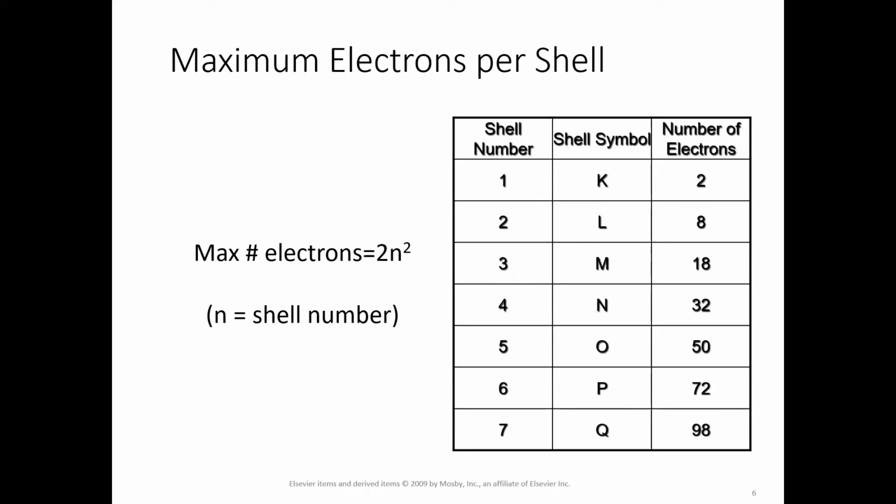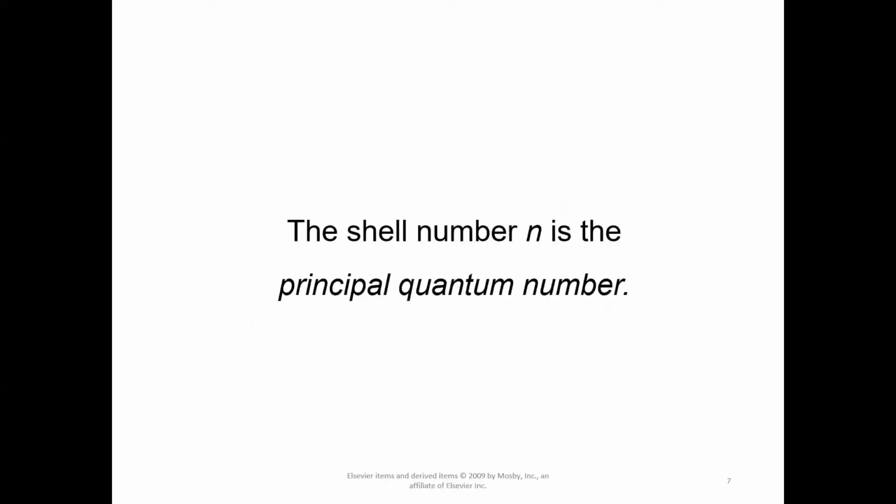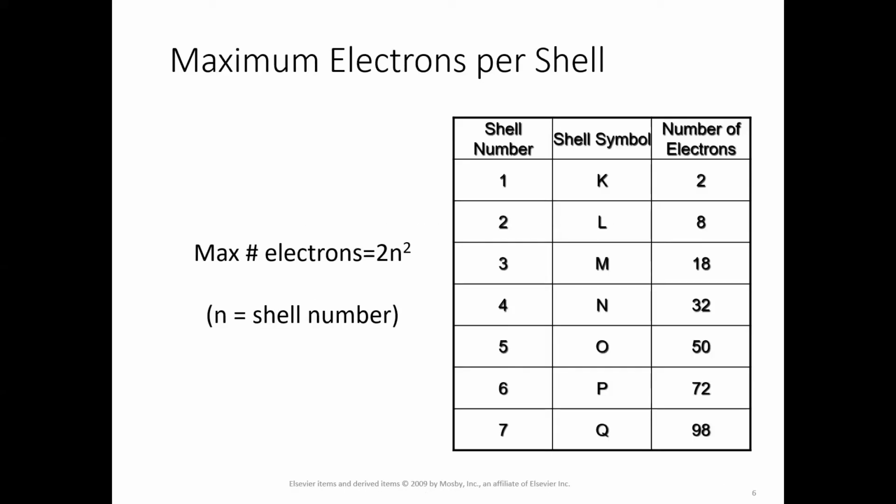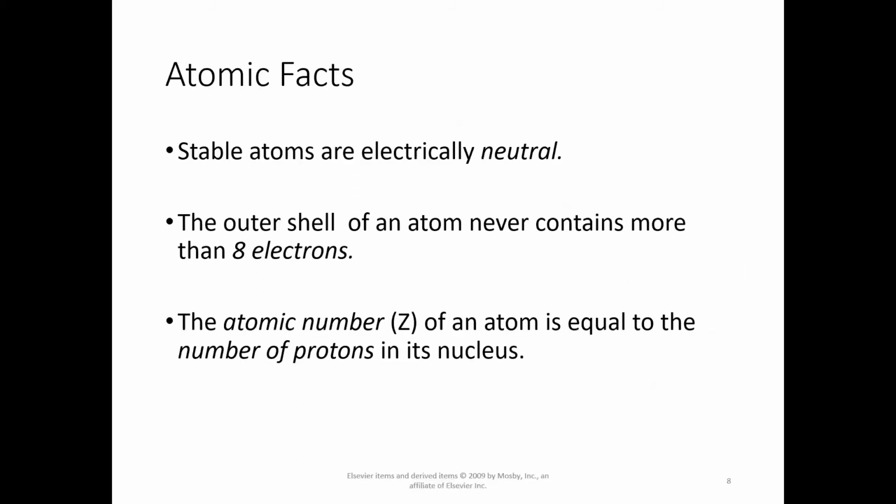It's important to note that each shell will fill up and electrons will spill over into the next shell as the atoms get larger. It is also important to remember that the inner shell will only ever hold 2 at the most, it's full after 2, and the outermost shell of an atom will only ever hold 8 electrons at its most, and it will always try to seek to have all 8 electrons in that outer shell. The shell number is considered the principal quantum number, and again, we use that number to calculate the number of electrons possible in each shell of an atom.